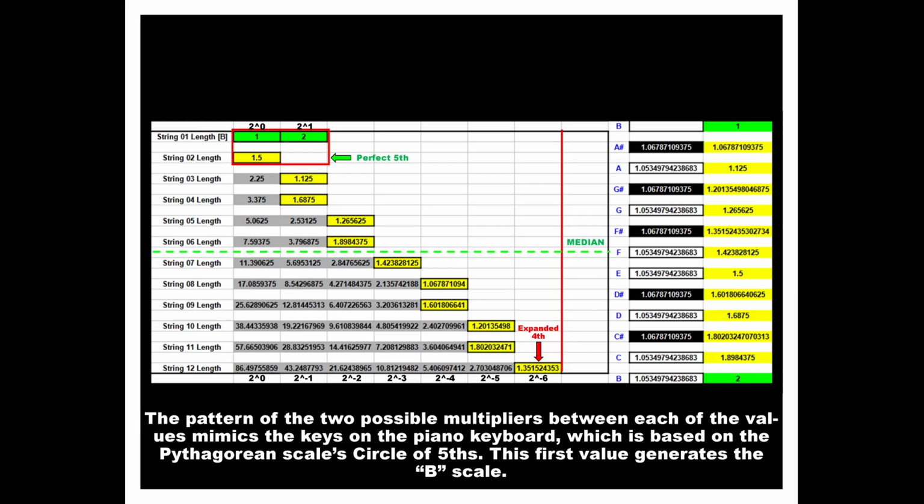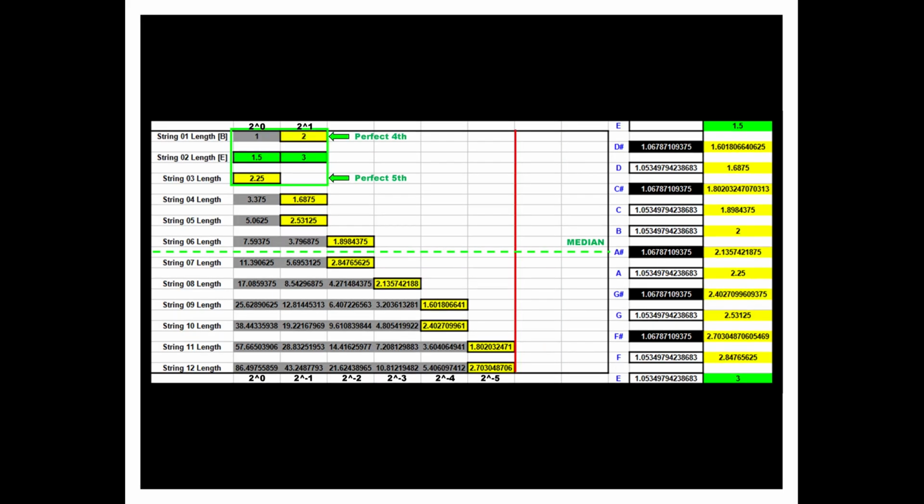So let's see what happens when we do the next string. When we do the next string, we see its pattern corresponds to the octave of E. Now we're talking string lengths here. So this would be the equivalent of what the string lengths on the piano would be, not the frequency.